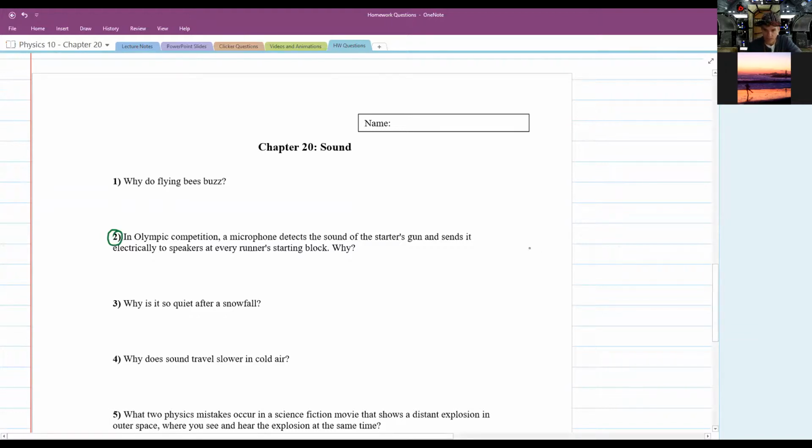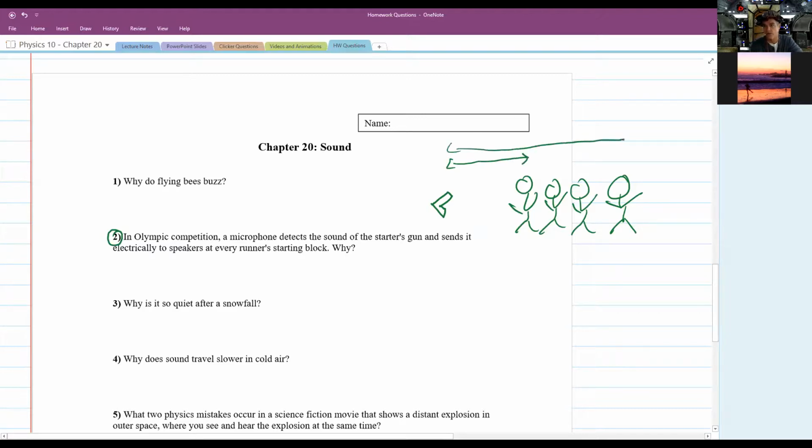So imagine I've got the starter gun, and I've got these 4 different racers. The speed of sound isn't infinite, right? Sound travels at about 750 miles an hour. So if everybody's waiting until they hear the sound from this gun, well, this person who's closer is going to hear the sound before this person who's farther away. And even though it may only be 1/100 of a second difference or even less, in the Olympics, where every split second counts, they need to take that into account.